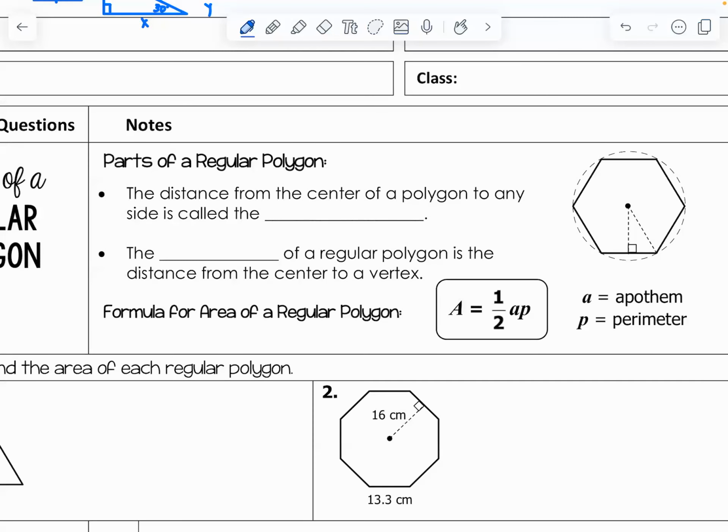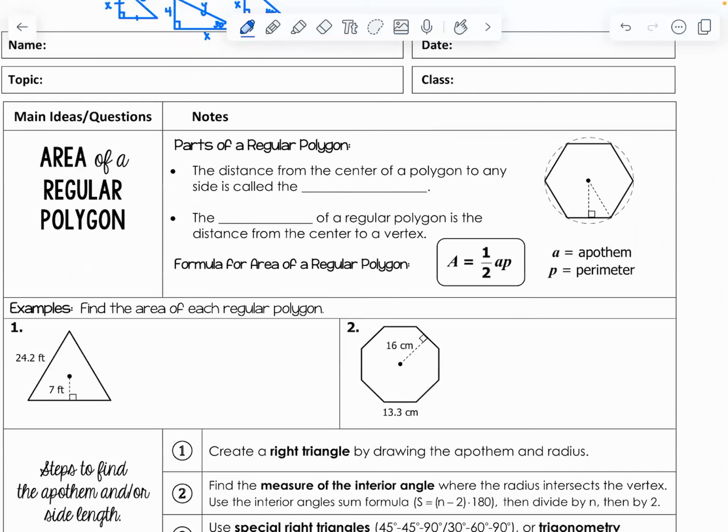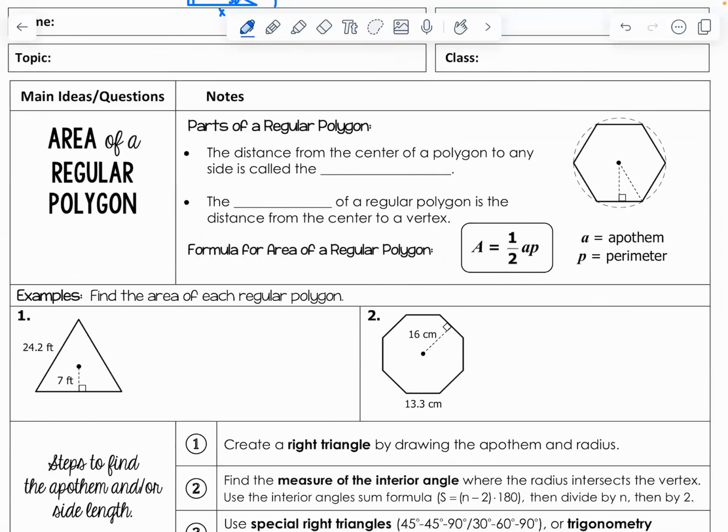All right. So today we are going to talk about the area of a regular polygon. Now, if I gave you the area of a triangle or a square, you could do that, right? But now we're going to talk about pentagons and octagons and all of that cool stuff.